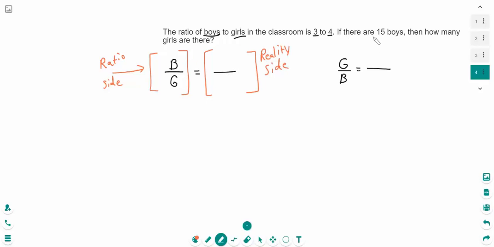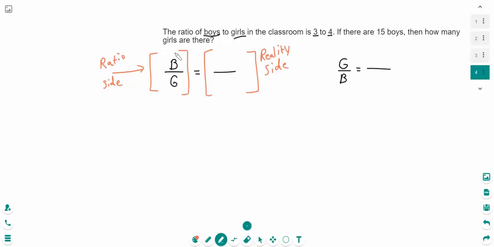And that's the second part of the story problem. If there are 15 boys, then how many girls are there? So we know that there are 15 boys. That's the reality, okay? So we have the ratio side, we have the reality side. Now, the key to this whole problem is keeping the comparisons straight.